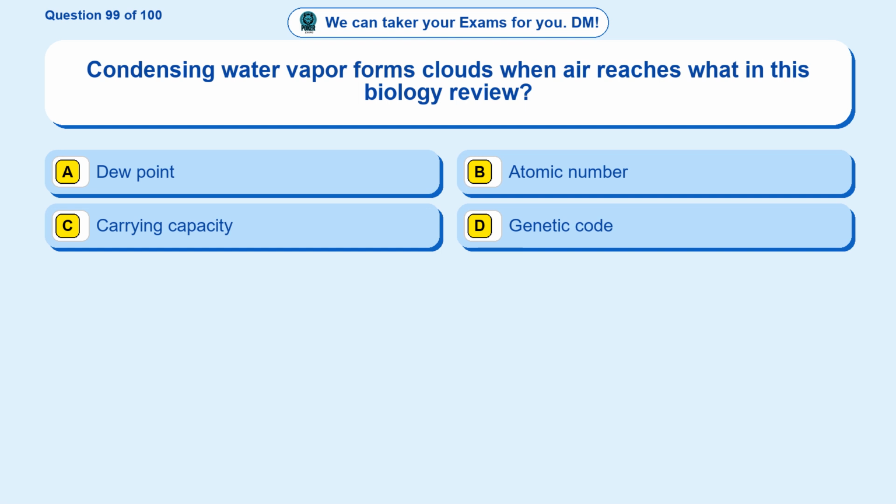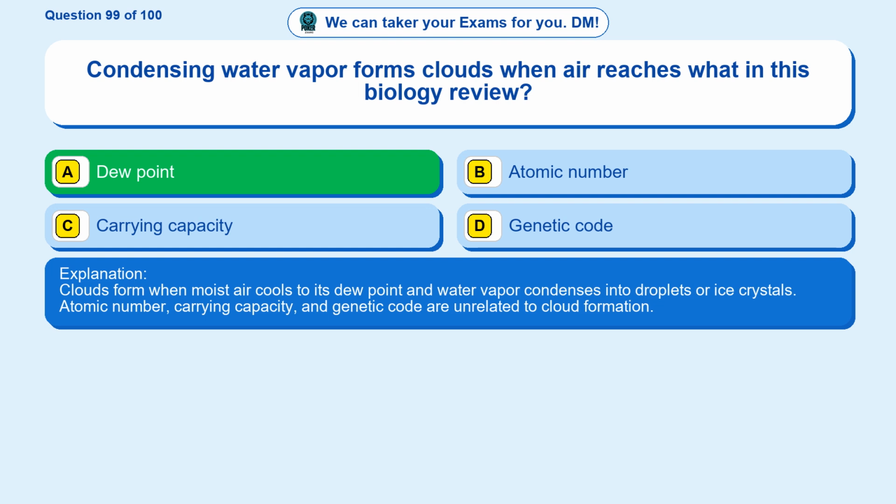Question 99. Condensing water vapor forms clouds when air reaches what in this biology review? Option A, dew point. Option B, atomic number. Option C, carrying capacity. Option D, genetic code. The correct answer is option A, dew point. Clouds form when moist air cools to its dew point and water vapor condenses into droplets or ice crystals. Atomic number, carrying capacity, and genetic code are unrelated to cloud formation.